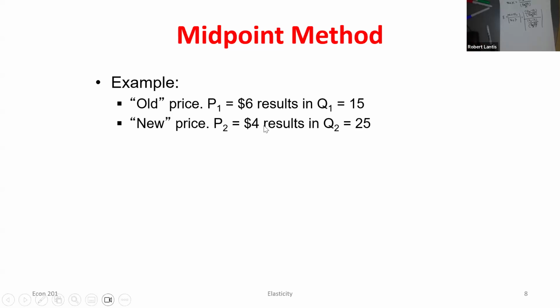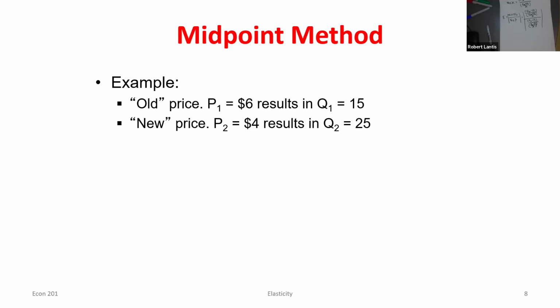Now, once I have those prices and those quantities, how would I find my elasticity of demand here? Well, what's the change in my quantity demanded? 10. What's the average quantity demanded? If I add those up and divide by 2, I get 20. So 10 over 20 would be 0.5. So I've got a 0.5 in my numerator.